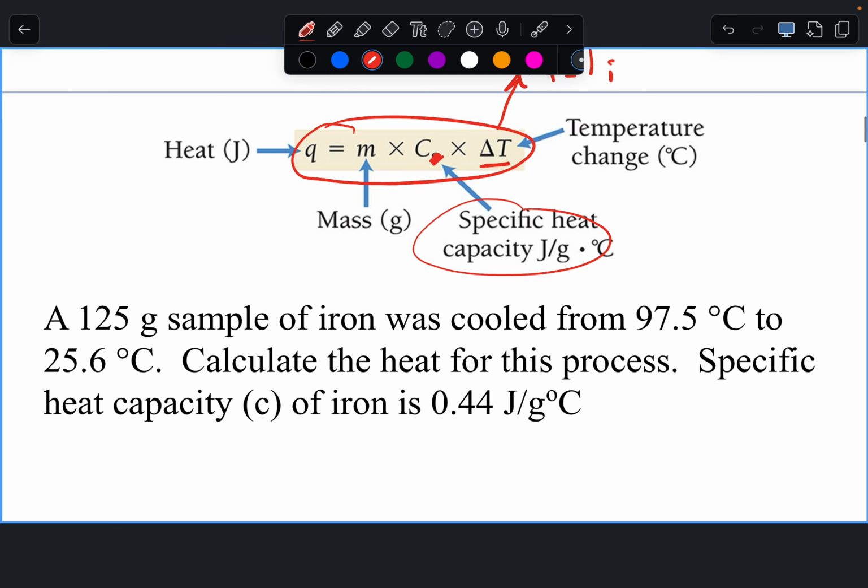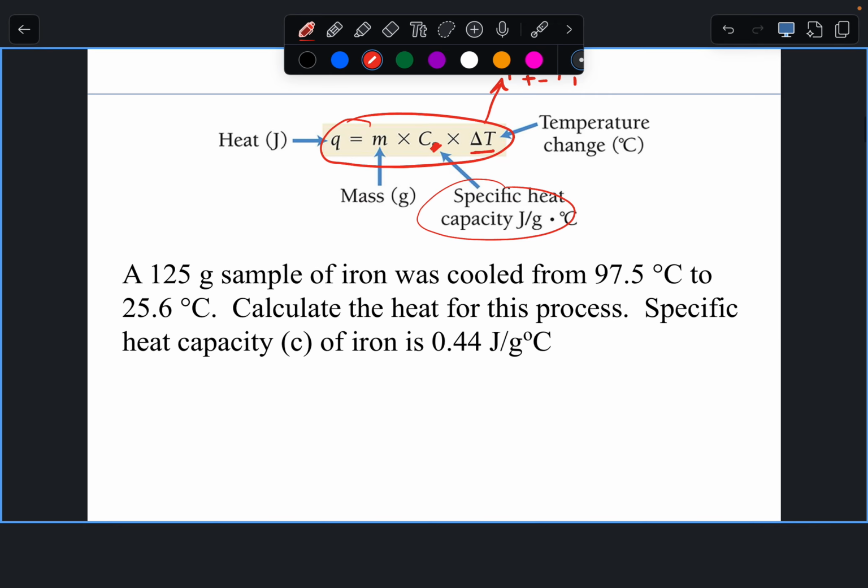So go ahead and take a minute or two and solve this problem here for a sample of iron. Calculate the heat for this process that they're describing using that equation. Aren't equations nice? We didn't use equations at all in Chem 1, really.